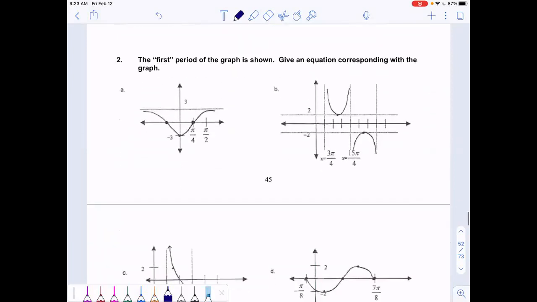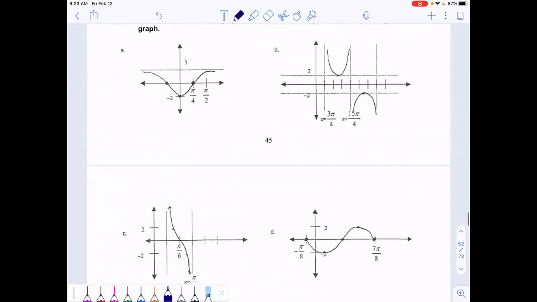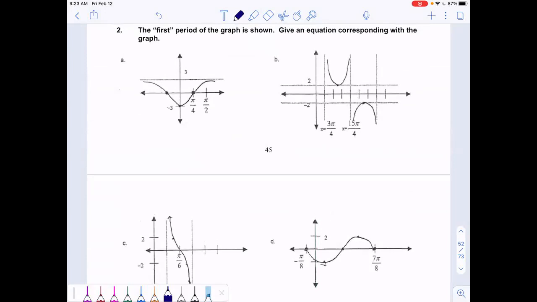The next group of questions, there are 4 of them. I want you to write an equation for the graph shown. And you could take this in a couple of different ways. So like letter A, if you look at 2A, what does that look like? What's the graph look like in letter A? Which function does it look like? Cosine. Yeah, it looks like cosine. So I would write a cosine equation because it looks like cosine.